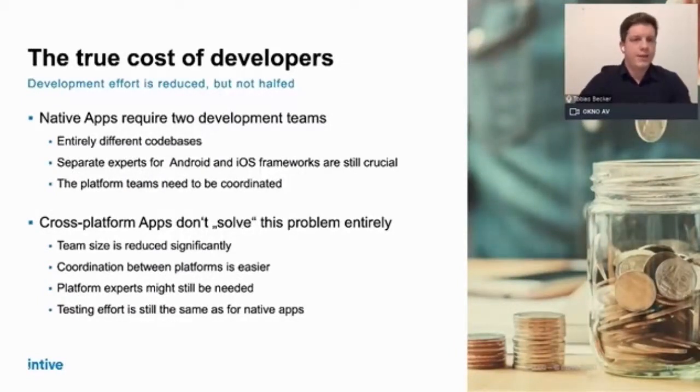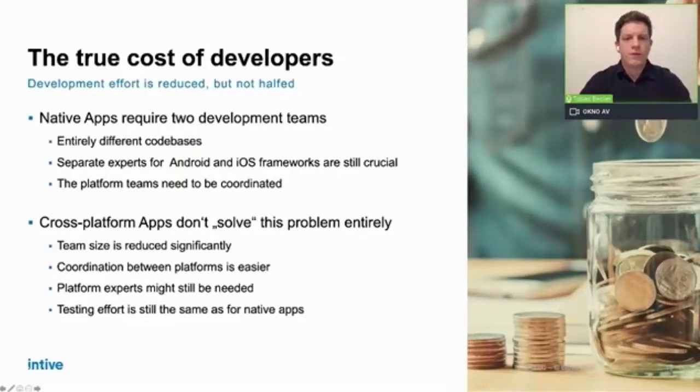Coming to the next thing you might need to know about cross-platform development: the true cost of developers. I said that the development effort is reduced when using cross-platform tools, but it is not halved, even if you have half the code. Native apps require you to have two development streams, right? You have entirely different code bases. You have separate experts for iOS and Android frameworks, because you need people that are experts in the toolkits to build your highly efficient applications. And since you have two teams, you need to coordinate them to build features at the same time and the same speed.